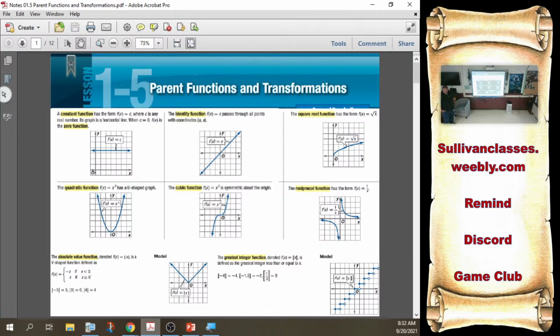Transformations. I beat this to death last week with Algebra 2 because they first started talking about transformation form function families. What is this? Oh, okay.